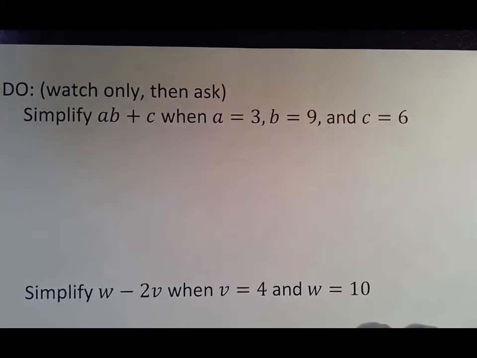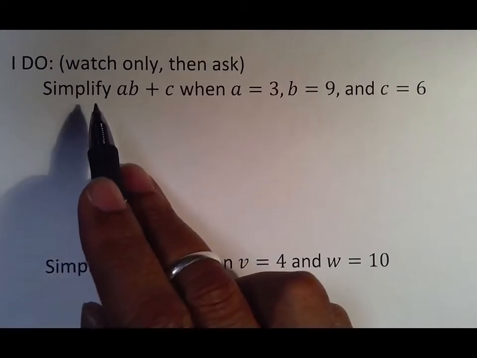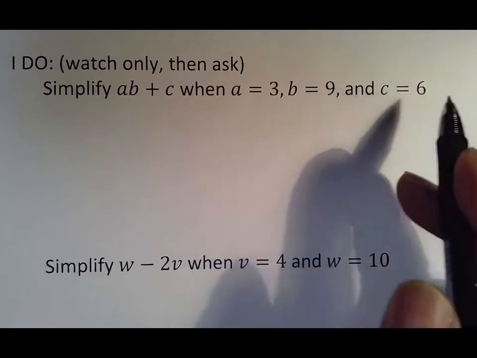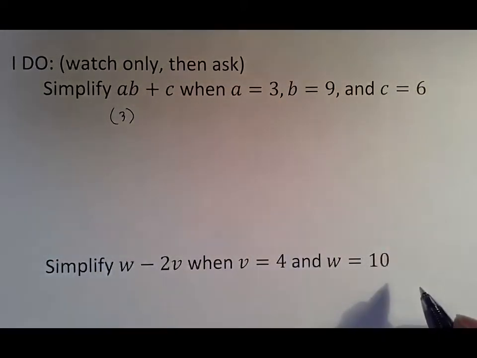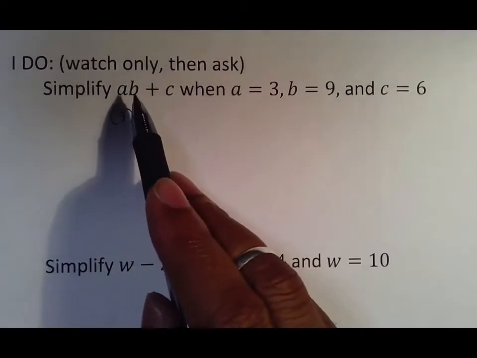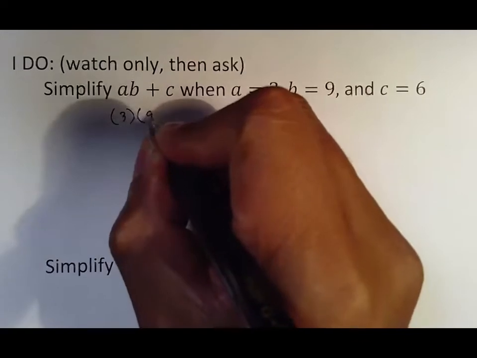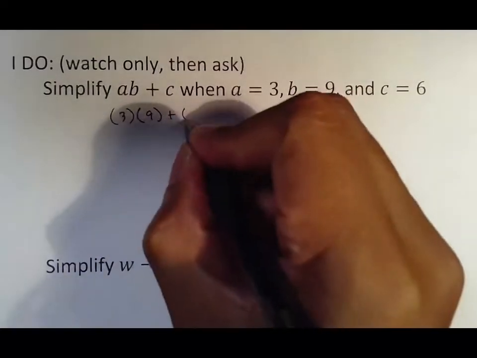I'll do a few problems in front of you. Again, if you have any issues, stop the video, talk to your teacher immediately so you see what's going on. Here in this problem, simplify AB plus C when A equals 3, B equals 9, C equals 6. A is 3, so I open a parentheses, I put a 3 in, and I close. Notice that after A there's no symbol, there's just a B, which means all I do is open my parentheses, substitute for B, and continue. Plus is after that, C just turns into 6.